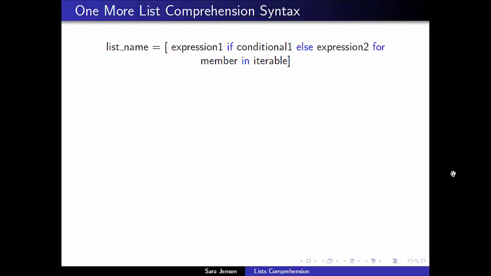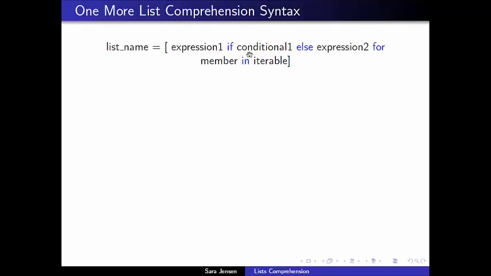So just to go over that last syntax that we'll study for list comprehension more completely, the syntax is as follows. The name of our list goes over here on the left, followed by an assignment operator, and then we encase something in square brackets. What we encase is the first expression we would like to put into our list, and that's the expression we would like to put into our list if this first conditional holds.